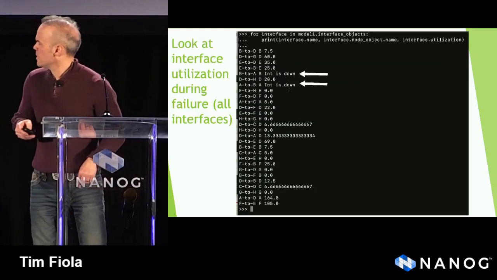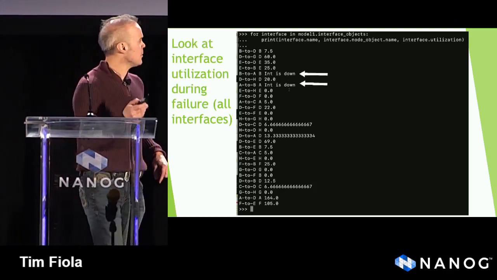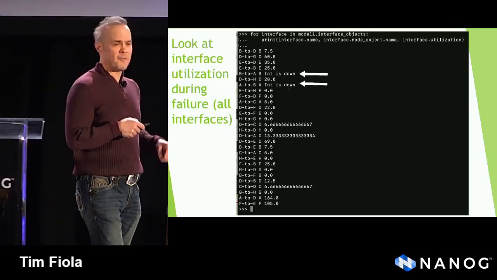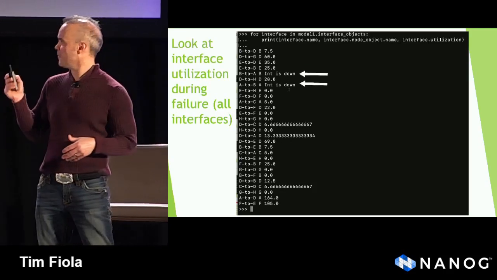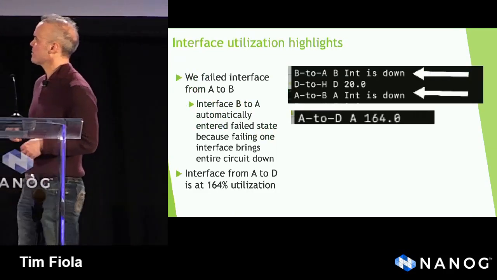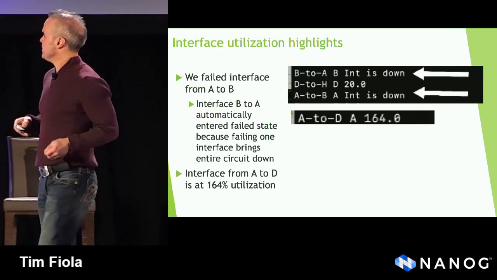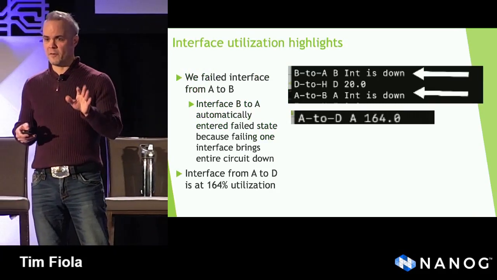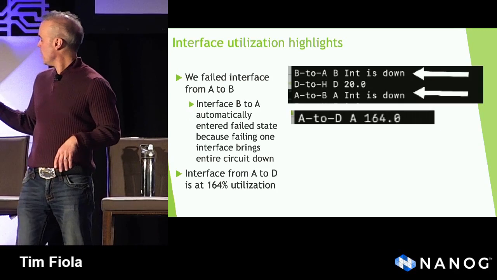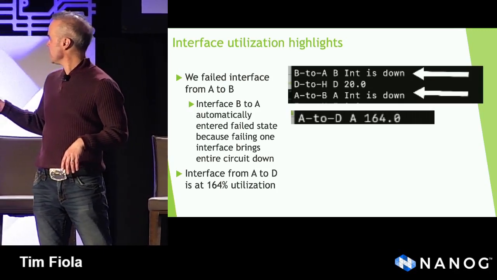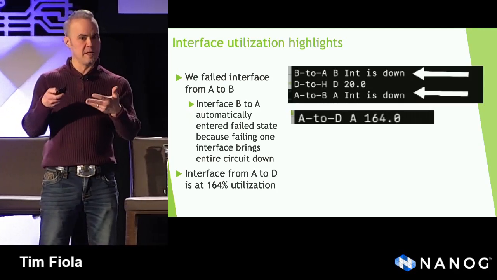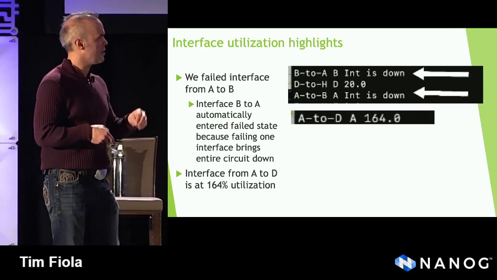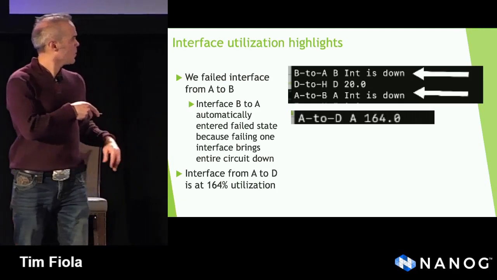Okay, this might be a bit of an eye chart. So what I did is I just did a for loop, grabbed all the interface objects, and printed the interface utilization for each interface. Let's look at the highlight. So we failed the interface from A to B. So that's down, no surprise. But the interface from B to A also went down because a circuit needs two interfaces to stay up. So the circuit failed, the other side failed.